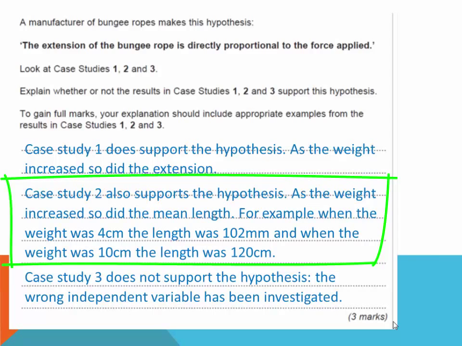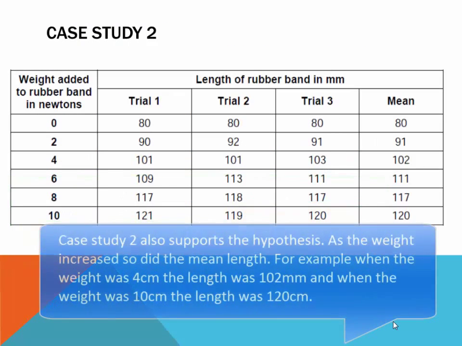Again, they described as weight increased, so did mean length. But look at the extra. Data as evidence. It looks good. Unfortunately, when we go back to the case study, the candidate has missed something subtle. As the weight increases, although the dependent variable also increases, it appears to level off.